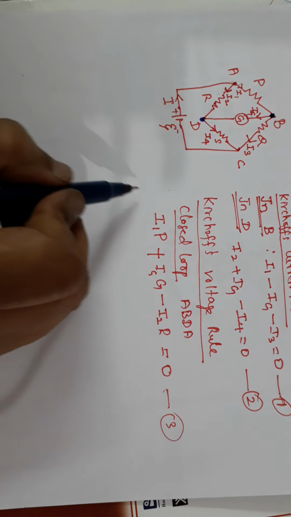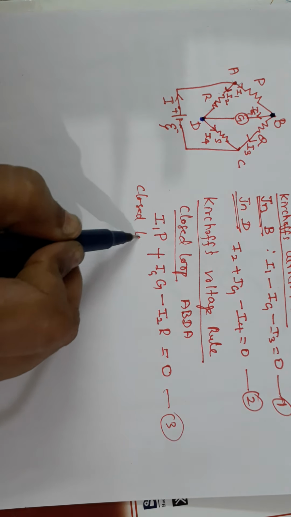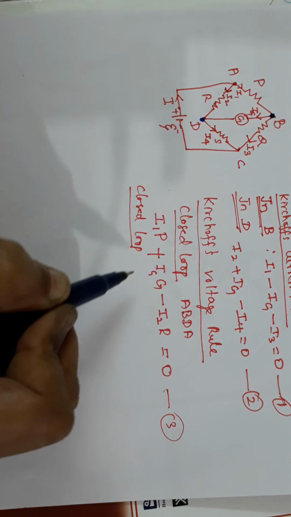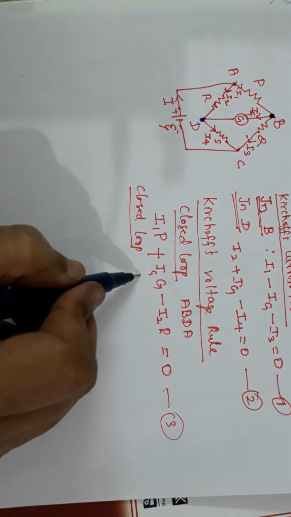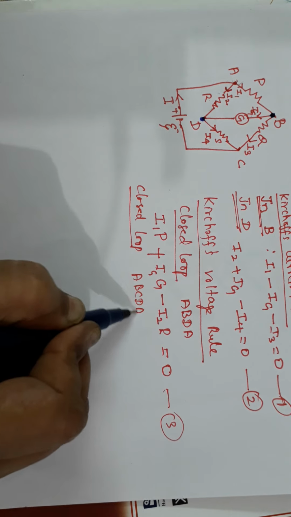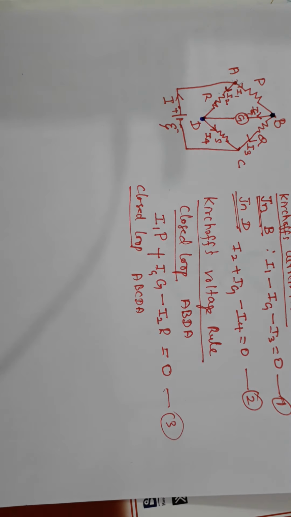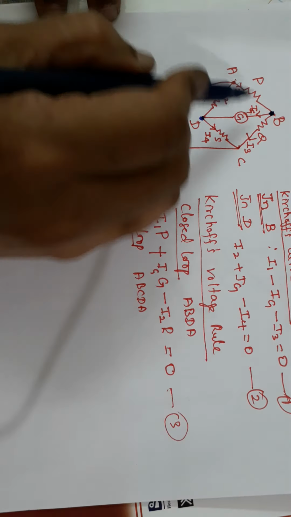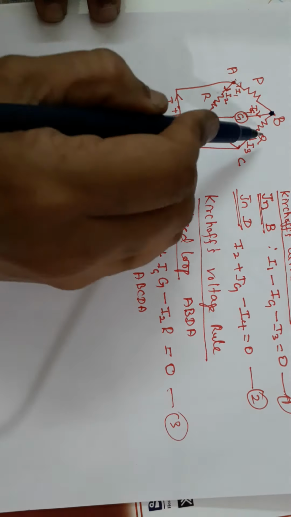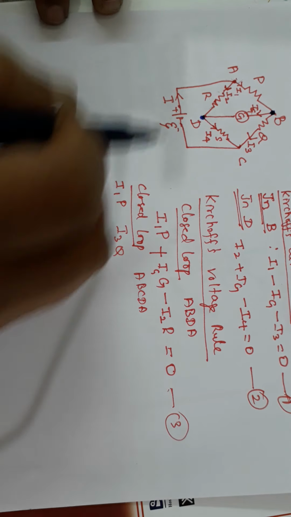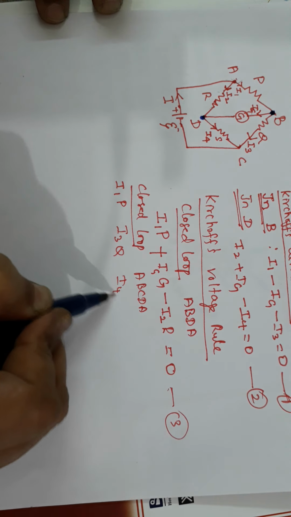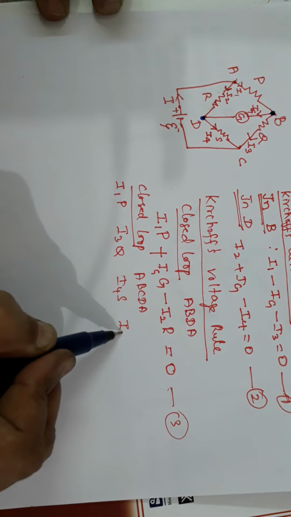Now you have to apply the rule to another closed loop, ABCDA. If you apply it to this loop, again how many terms do you see? 1, 2, 3, 4. I will write the product. Okay, I1P here, I3Q in this line, I4S in this line, I2R.